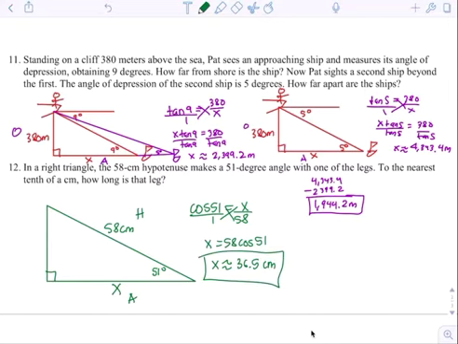So that's how you guys do your angle of elevation and depression. So hopefully this helps you with your homework assignment. And you guys try your best, okay?